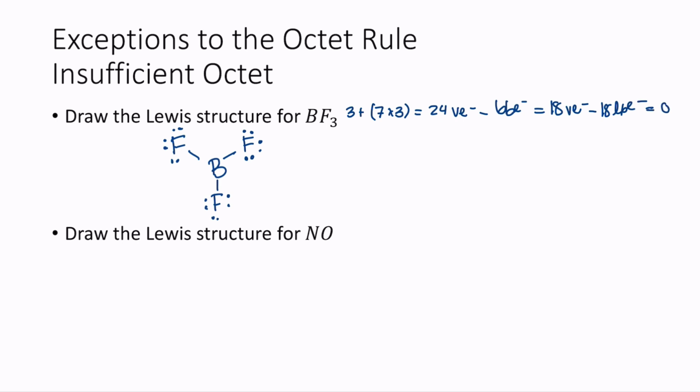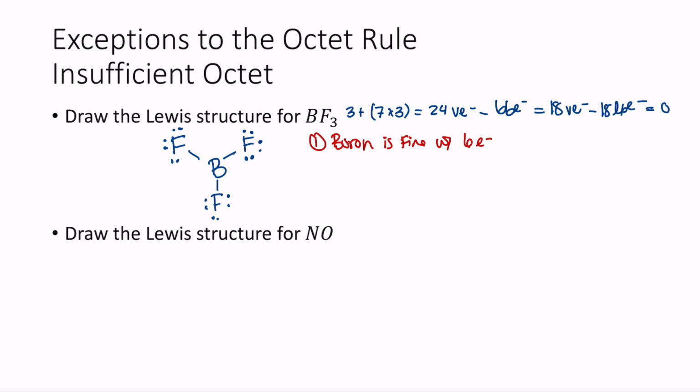valence electrons. Now, you might be tempted to form a double bond to complete the octet for boron, but we don't need to. So this first exception is boron is fine with 6 electrons around it. Notice that the formal charge on boron is going to be 0. The formal charge on fluorine is going to be 0 as well. So each fluorine is going to have a formal charge of 0 in this molecule.